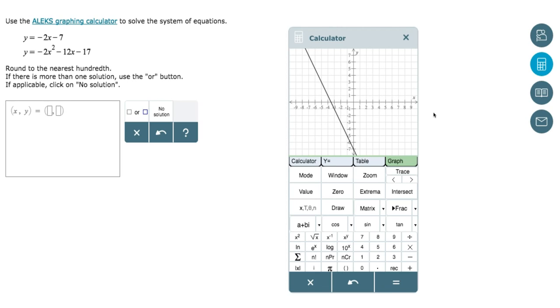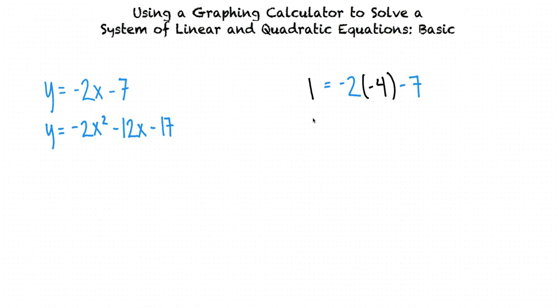Every point on this line has coordinates that, when used in the equation, satisfy the equation. For example, let's look at the point negative 4, 1. We see from the graph that this point is on the line. We can also see that when we substitute x equals negative 4 and y equals 1 into the equation of the line, we have 1 equals negative 2 times negative 4 minus 7. When simplified, the right side becomes 1, and we're left with 1 equals 1, which is true. This means that the point negative 4, 1 is on the line y equals negative 2x minus 7.